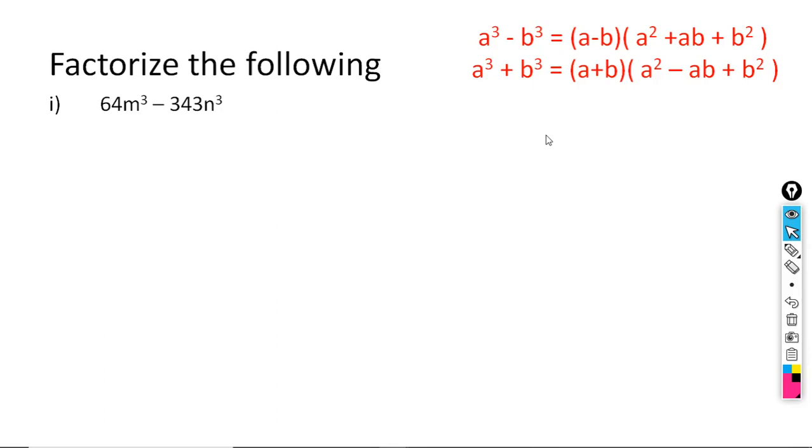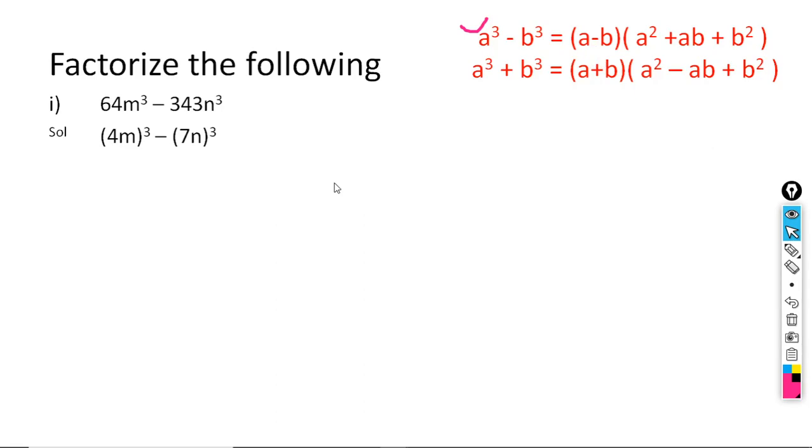So this is the trick of how you learn this identity. Let us discuss the problem on factorization. This is 64m cube minus 343n cube. For this problem, we have to select an identity. Which identity are we going to select in this question? We have to use a cube minus b cube, where we identify the values of a and b first. 64 can be expressed in the form of 4, because 64 is the cube of 4. It will be written as 4m whole cube minus 7n whole cube. Then we'll use this identity.